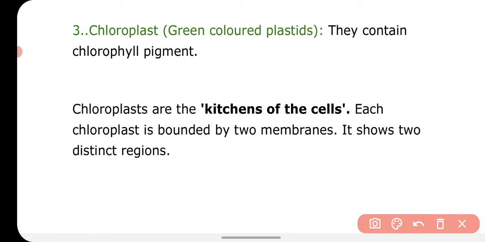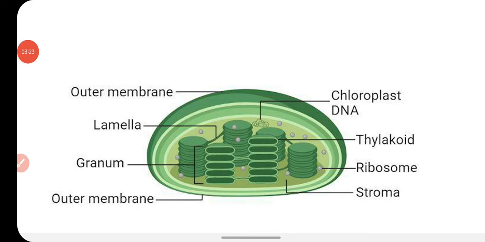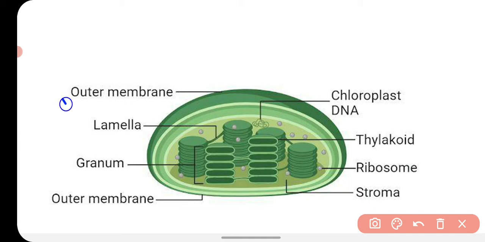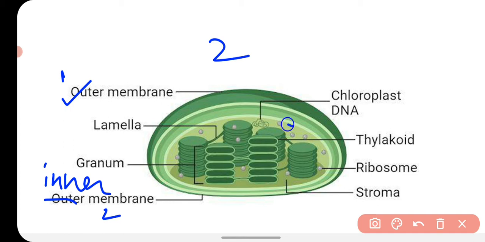That's why this chloroplast is called the kitchen of the cell. And अगर आप इसके structure को देखेंगे तो each chloroplast is bounded by two membranes, and it shows two distinct regions. If you see the structure of chloroplast, then you will find there are two membranes. The first membrane is the outer membrane, and the second one is the inner membrane.